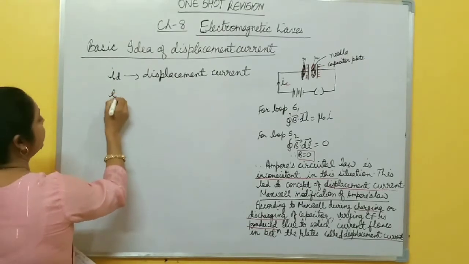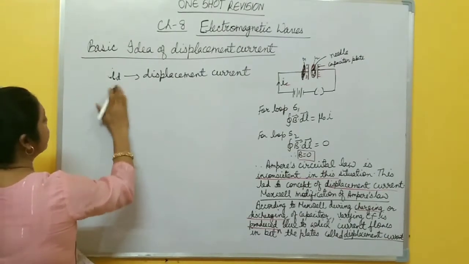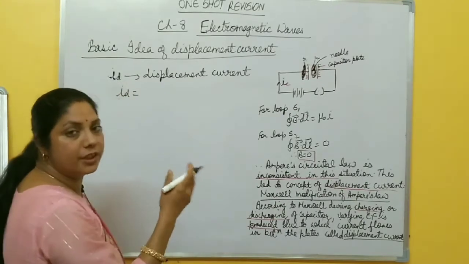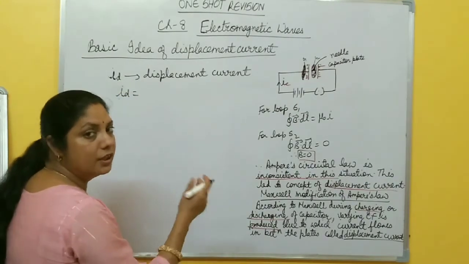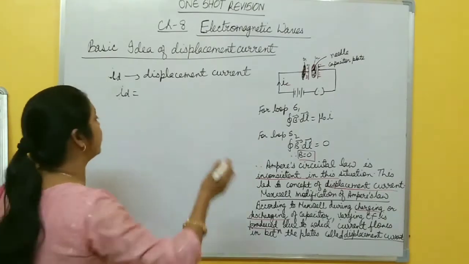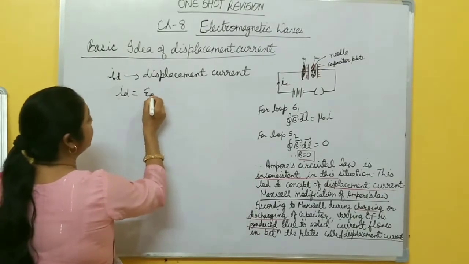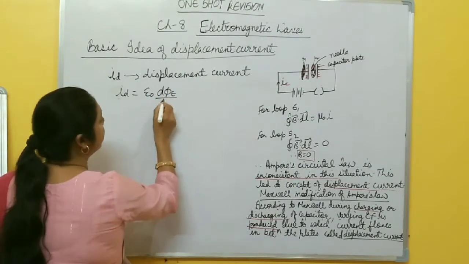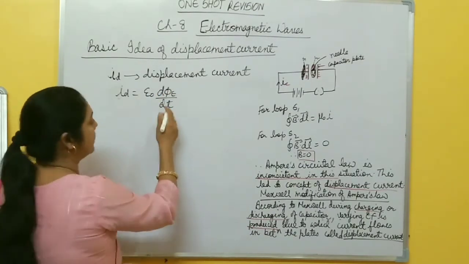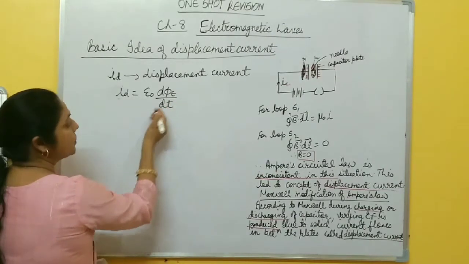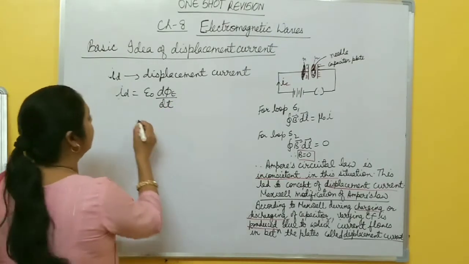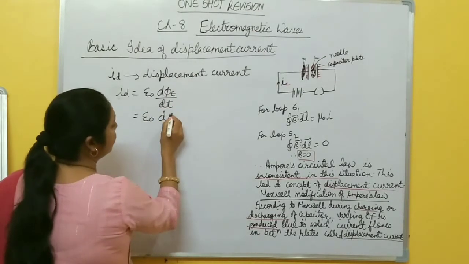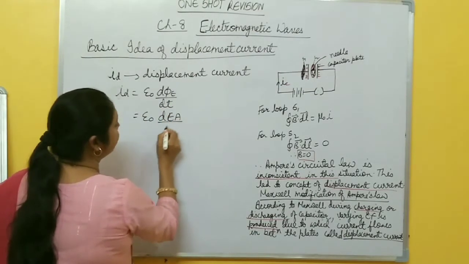What is the expression for this current? ID is equal to, it is produced due to a change in electric field, or you can say electric flux, and its magnitude is ID equal to epsilon naught dφE by dt. Phi is electric flux. And in terms of electric field also, phi is what? E dot A. So you can write epsilon naught d(EA) by dt.